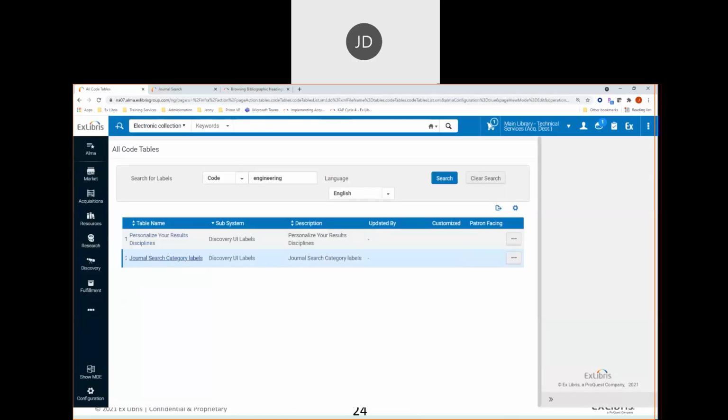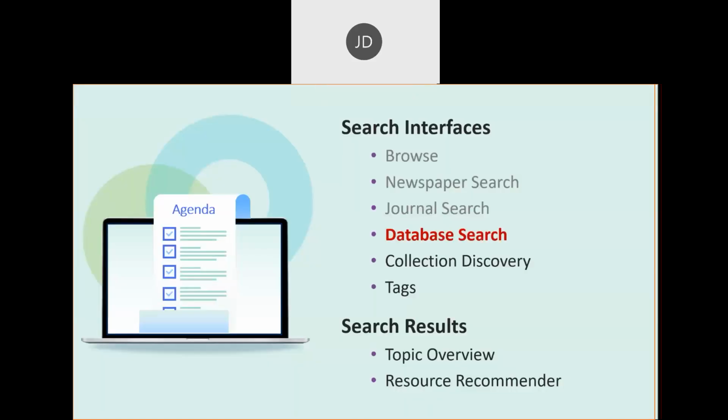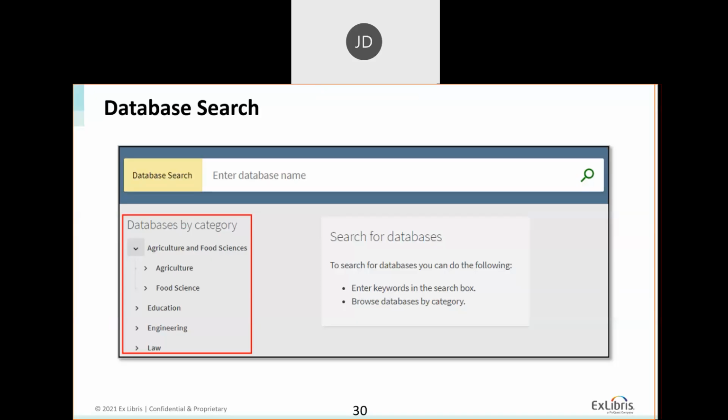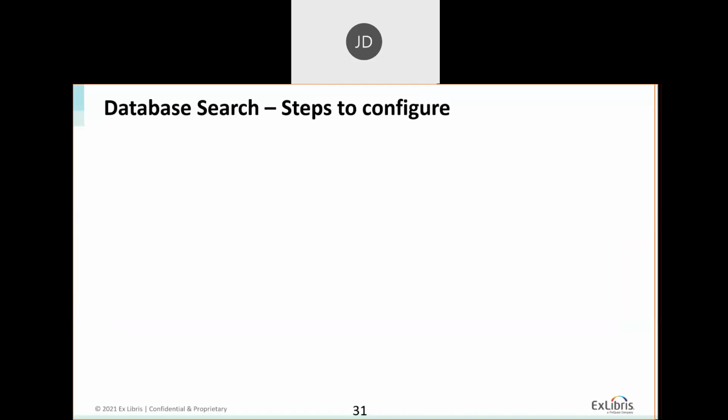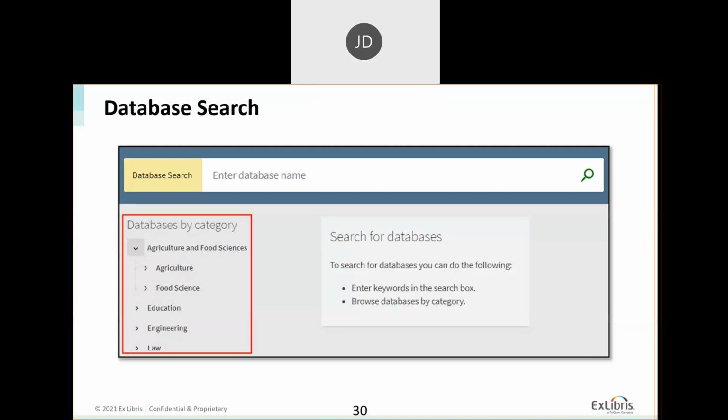So that's it for journal searching. Next is database search. Database search allows users to search specifically for databases and also offers autocomplete suggestions for databases. Enabled in Alma, when this is configured, the database search page allows users to display a list of databases by clicking specific categories and subcategories up to 3 levels.